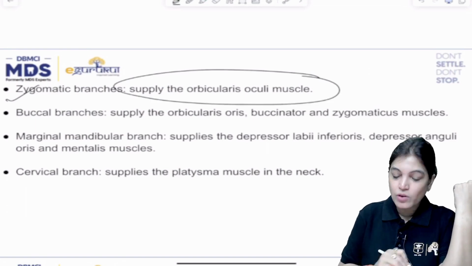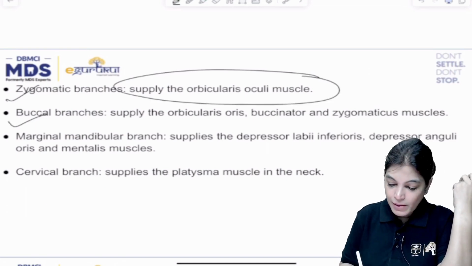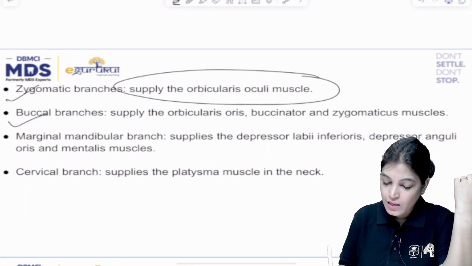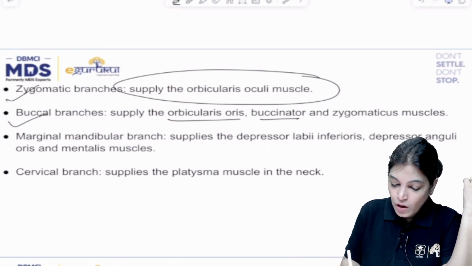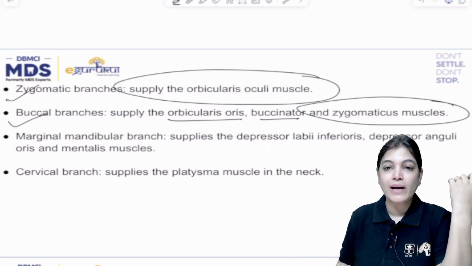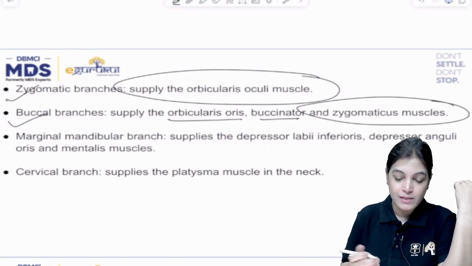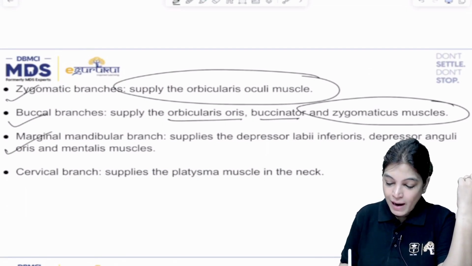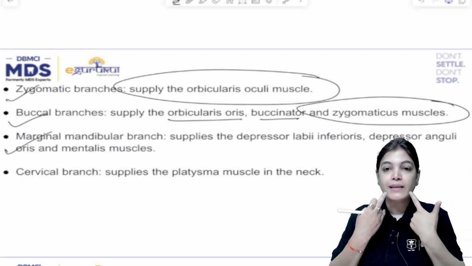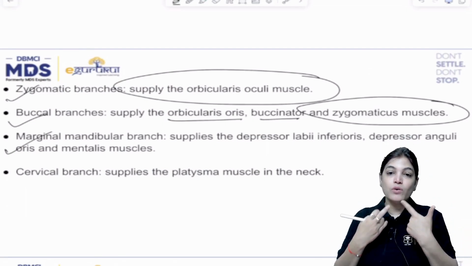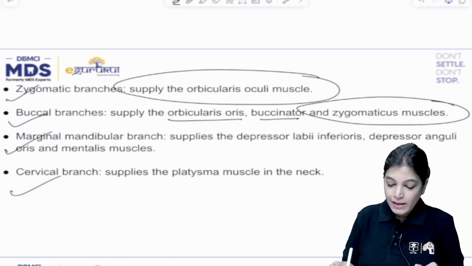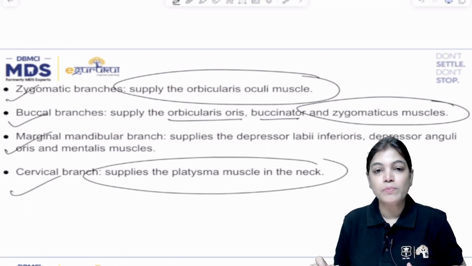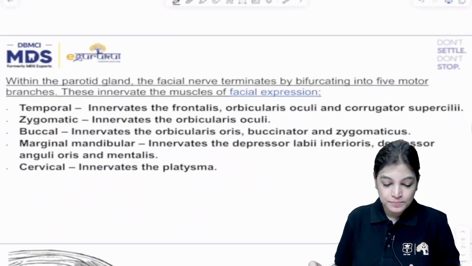Zygomatic is supplying orbicularis oculi muscle lower part. Buccal branch, which has been asked in the MCQ, is giving innervation to buccinator, orbicularis oris, and also innervates the zygomaticus group of muscle. The marginal mandibular will supply depressor labii inferioris, depressor anguli oris, and mentalis muscle. Cervical branch is giving innervation to platysma muscle of the neck.